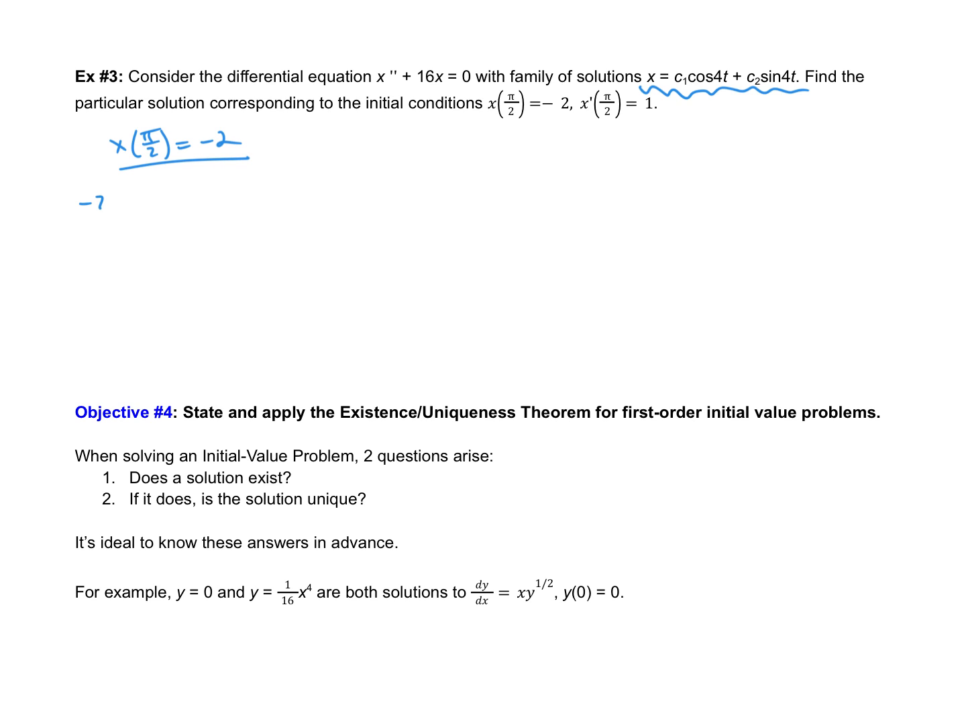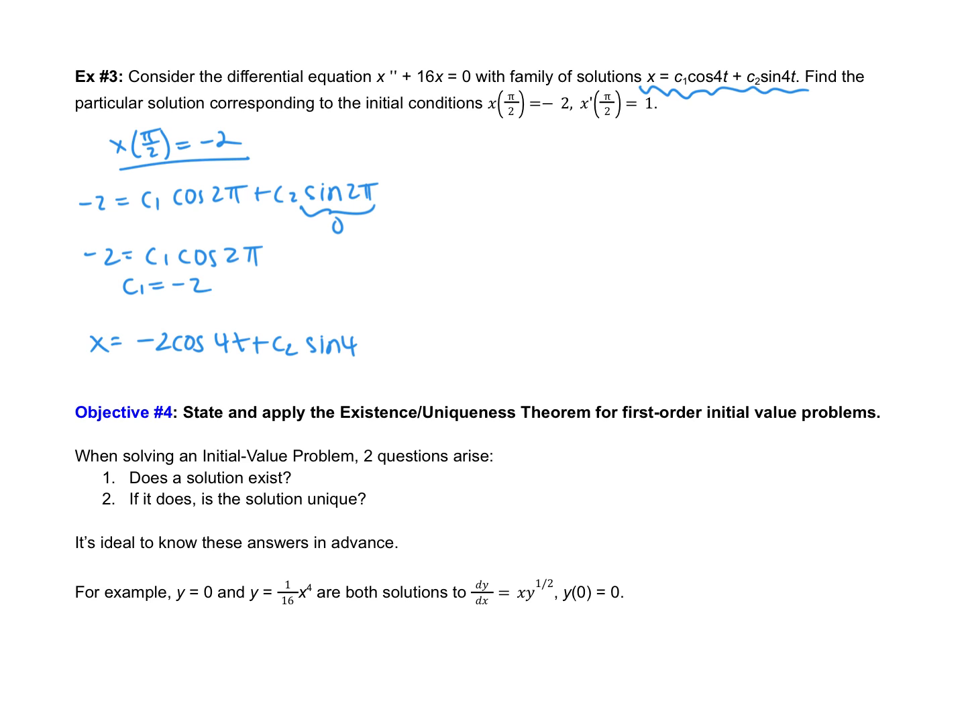we're going to get negative 2 is equal to c1 cosine of 2 pi, add c2 sine of 2 pi. Well, we know that sine of 2 pi is 0, so we get negative 2 is equal to c1 cosine of 2 pi. So our c1 then is negative 2. Now we go to our other condition. Well, first let me rewrite. We now know we have x equals negative 2 cosine of 4t, add c2 sine of 4t.